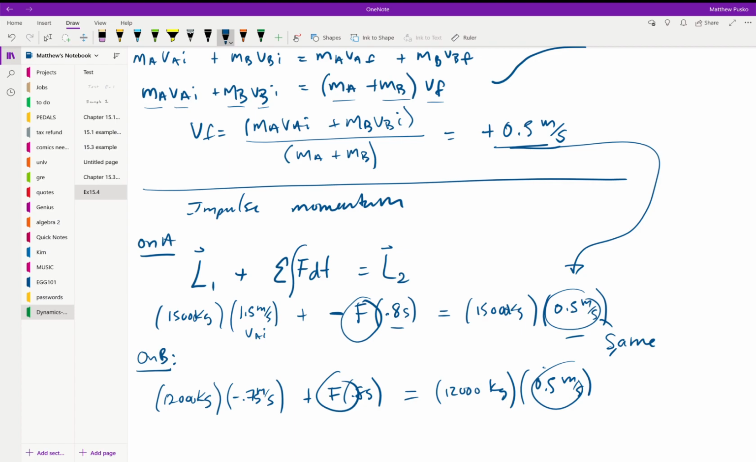Alright, so we just found F. F ends up, sorry, to calculate real quick, is 18.8 kilonewtons.